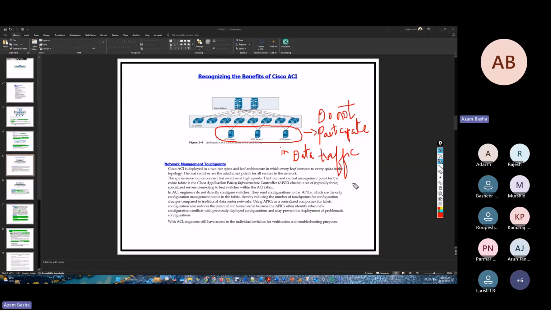What is the data traffic, folks? Actual data flow. Correct. Our routing would come as control traffic, the control plane. And let's say there is one, I'm using the word EPG, endpoint group.